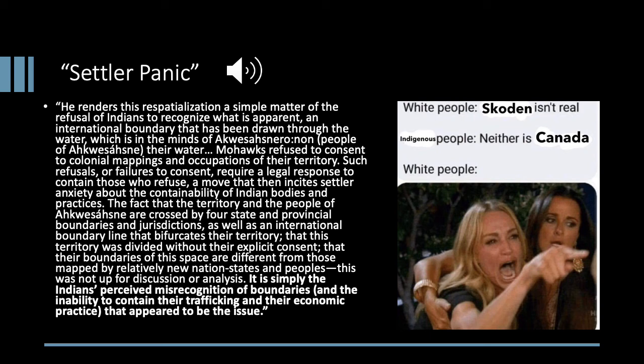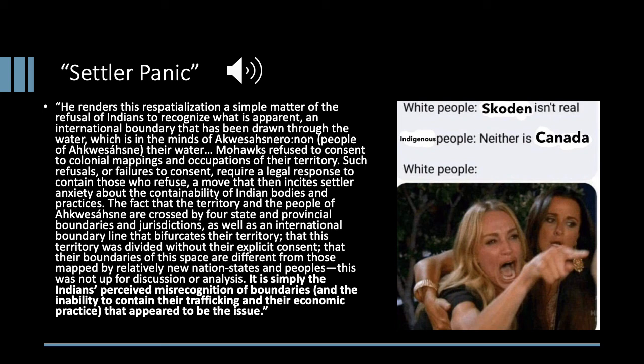It's a failure to deal with, it's what she describes, or it's an anxiety, let me start over. The problem is that Mohawk border crossings refuse to consent to colonial mappings and occupations of their territory. These colonial mappings referring to international boundaries between settler states. And it's this refusal to consent to colonial mappings that, as she describes, incites the anxiety about the containability of Indian bodies and practices.